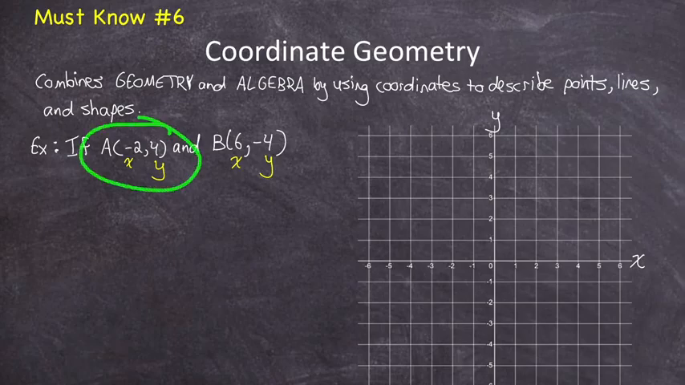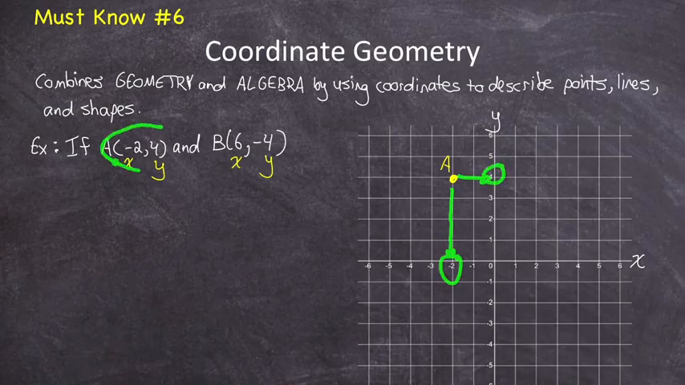To plot point A at -2, 4, I would move -2 along the x-axis and then +4 parallel to the y-axis. And that would give me the point A right here. Notice that point lines up with -2 on the x-axis and +4 on the y-axis, matching its coordinates. And then I'll do the same thing for point B. And now let's do a few questions that involve these points.